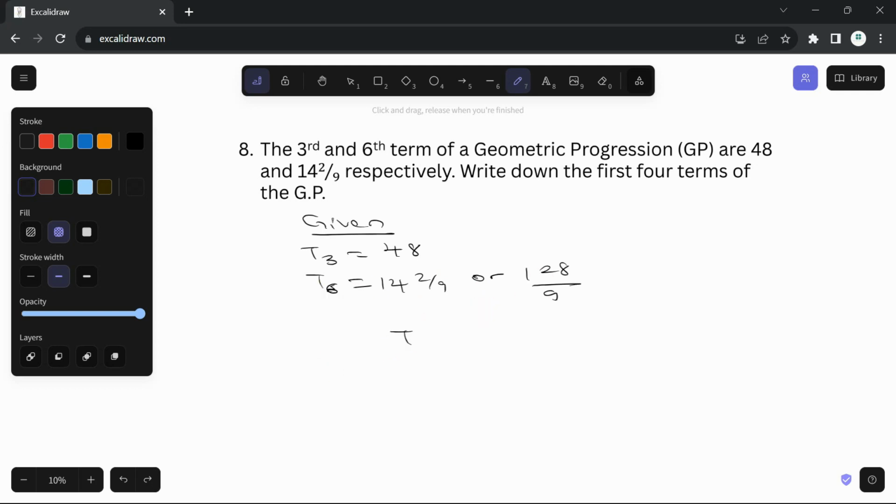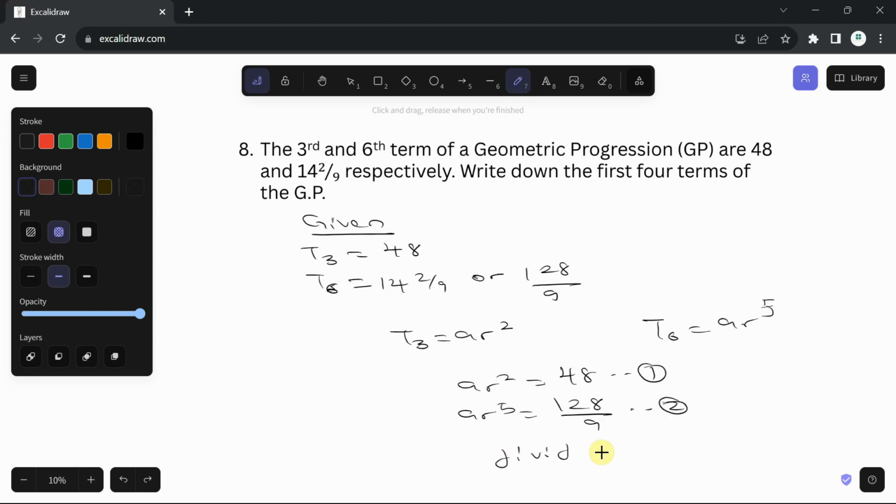So what do we know? We know that T3 is equal to AR raised to the power of 2, from our general formula, and we know that T6 is equal to AR raised to the power of 5. Do we know the A? We don't know the A. So that means that AR squared is equal to 48, and I could say this is equation 1. And AR to the power of 5, forgive my handwriting, is equal to 128 divided by 9, and this is equation 2. So if I divide equation 1 by equation 2, let's still maintain the same format to be using.